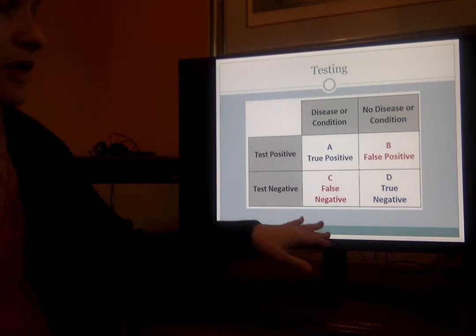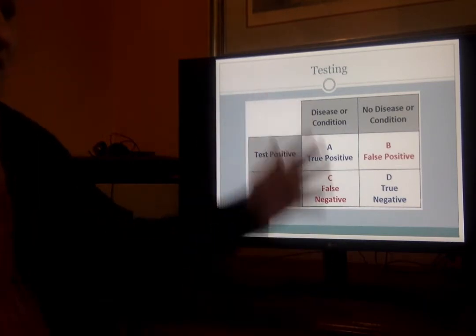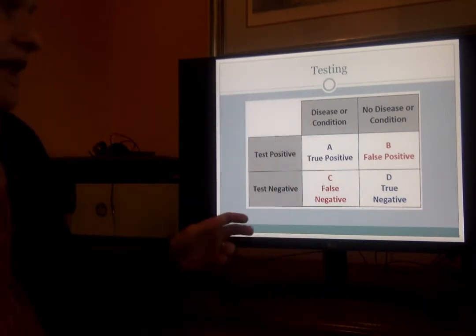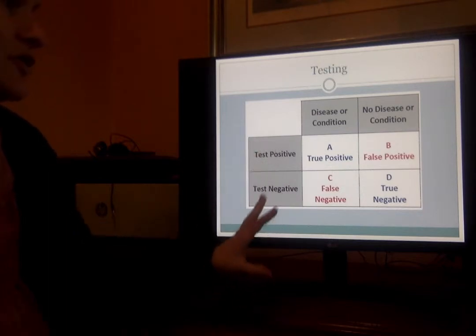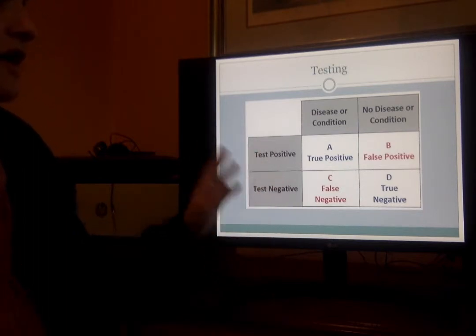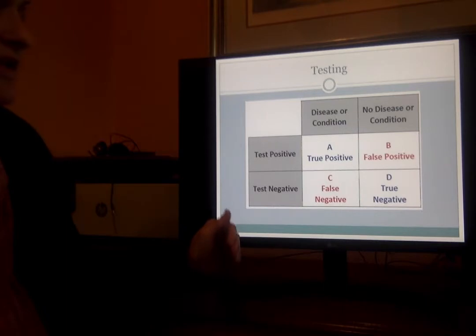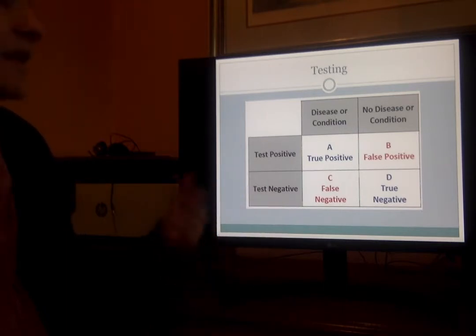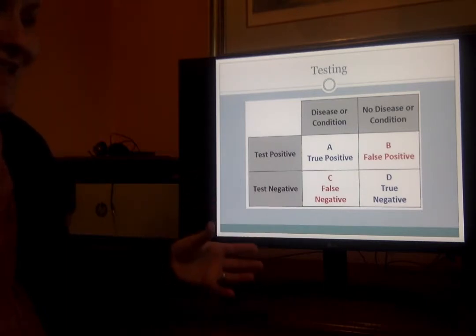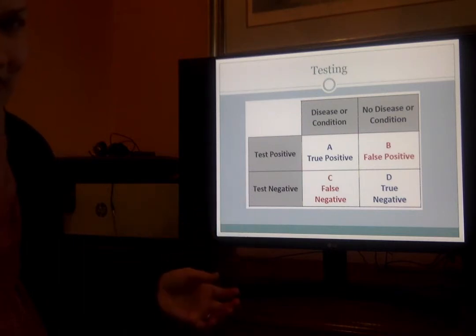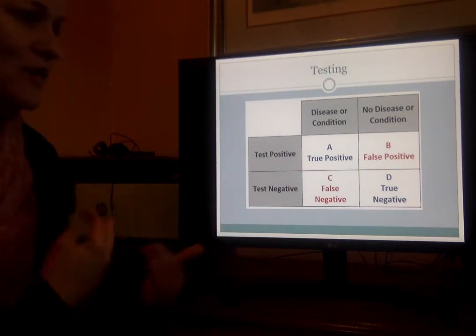Now, this is something we've heard a lot about with COVID testing and other testing that have been in the news lately. And it's important just to understand how these work: true positive, false negative, false positive, and true negative. Something else that is important to know is that every test has an error rating. They're going to be wrong or right within certain percentages.